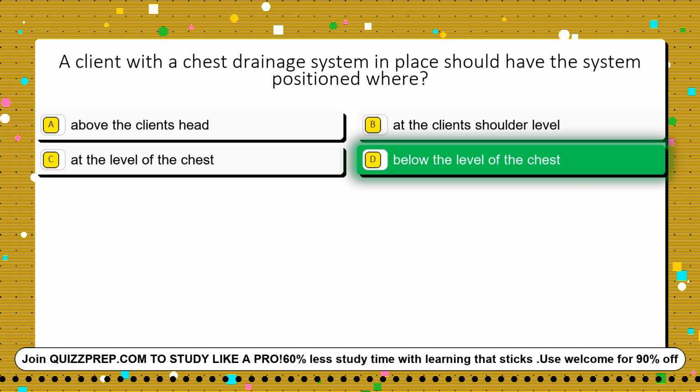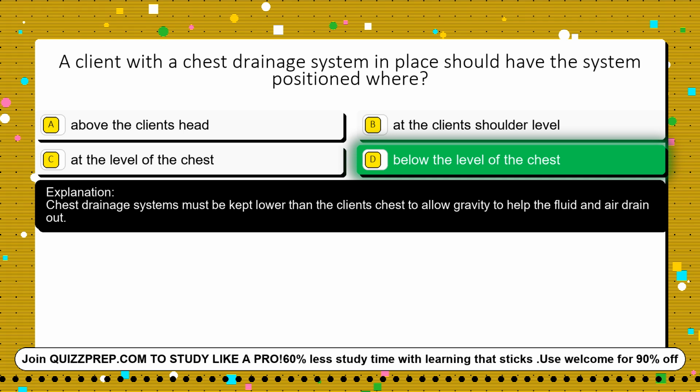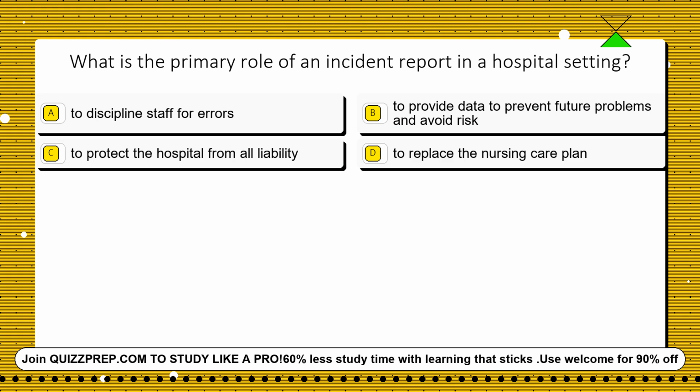The correct answer is option D, below the level of the chest. Chest drainage systems must be kept lower than the client's chest to allow gravity to help the fluid and air drain out. Question 4. What is the primary role of an incident report in a hospital setting?